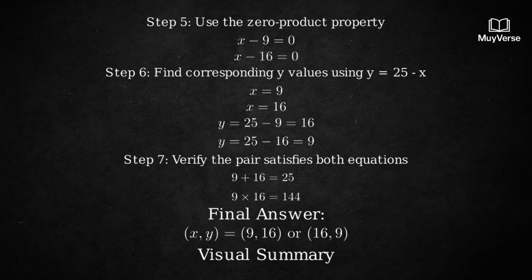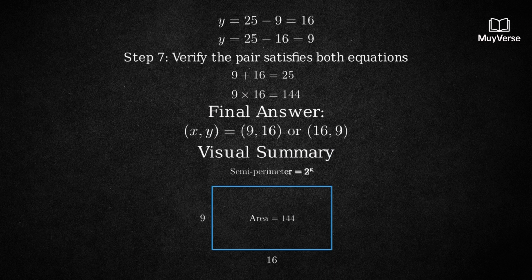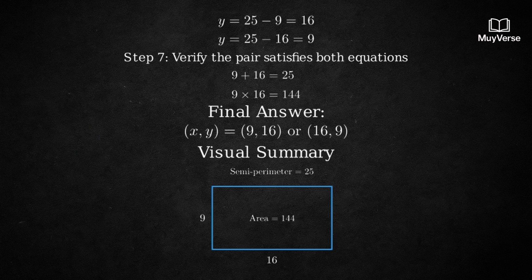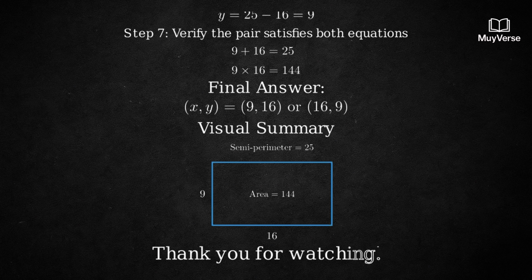Let's visualize our solution. We can represent this problem as finding two numbers that fit in a rectangle. The two numbers are the dimensions, their sum is the semiperimeter, and their product is the area. Our solution shows that a rectangle with dimensions 9 by 16 has a semiperimeter of 25 and an area of 144.